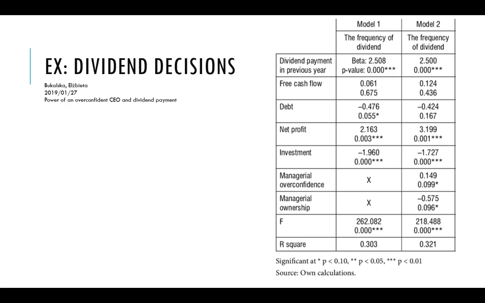Let's look at an example. So I found this paper on decisions to pay dividends, basically the idea of frequency of dividends, and I want you to take a look at the R squares. There's two different models being presented, Model 1 and Model 2, and we don't need to go into what all of this is, but we do see that for Model 1, we have an R square of 0.303. In other words, Model 1 explains 30.3% of the variation.